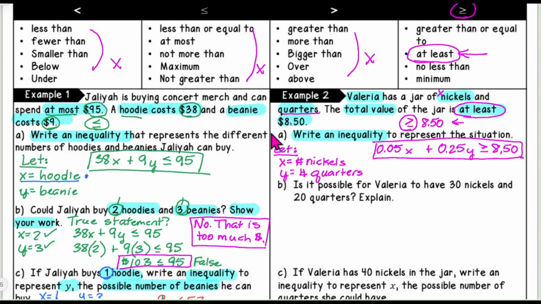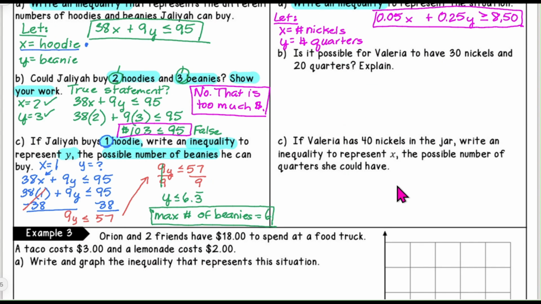All right, so the next question wants to know, is it possible for Valeria to have 30 nickels and 20 quarters? Again, this is going to be another one similar to this one here, where we're looking to see if we make a true statement. If we make a true statement, yes, this is possible. And if it doesn't make a true statement, it is not possible. So that's what we're going to do.